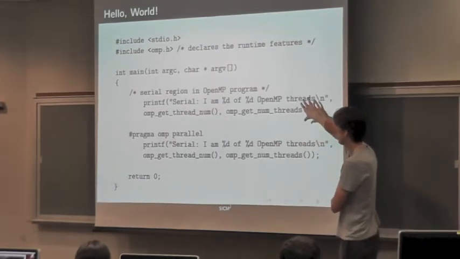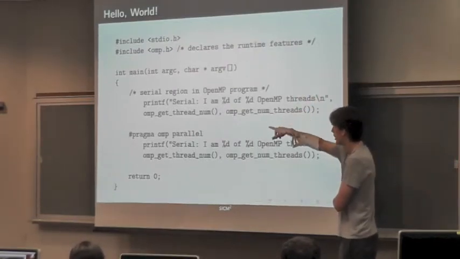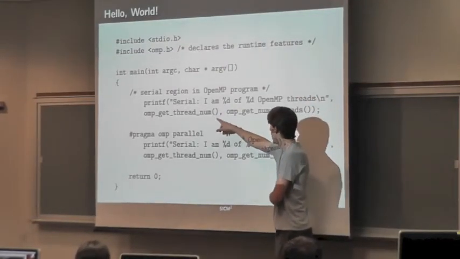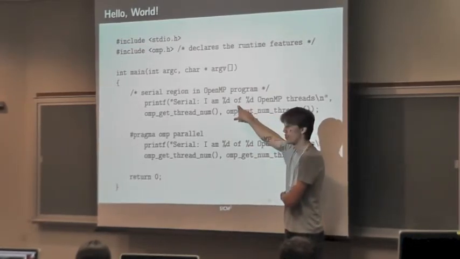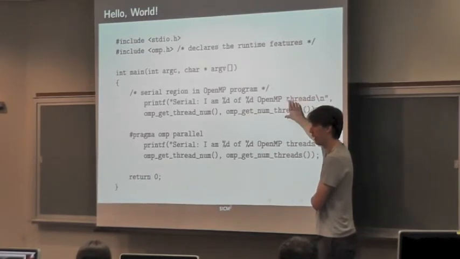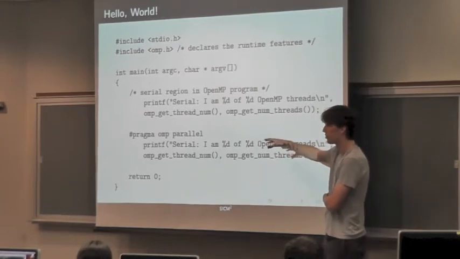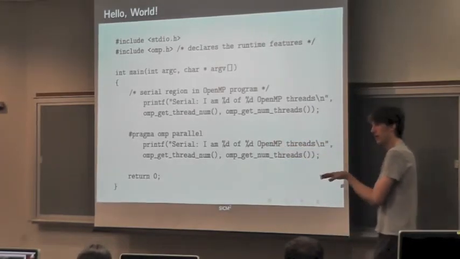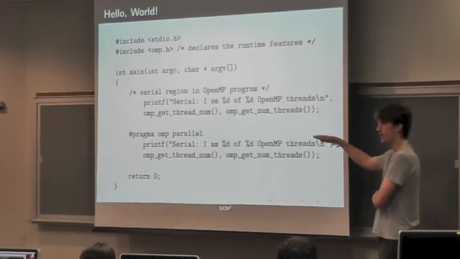So let's first contrast. This is a serial region. If you call get_thread_num, which is just which thread am I, and get_num_threads, which is how many there are, this runs in serial. So the output here is one line: I am 0 of 1. Now you hit this omp parallel. What happens when you hit it? If you haven't hit it before, this creates the OpenMP thread pool.